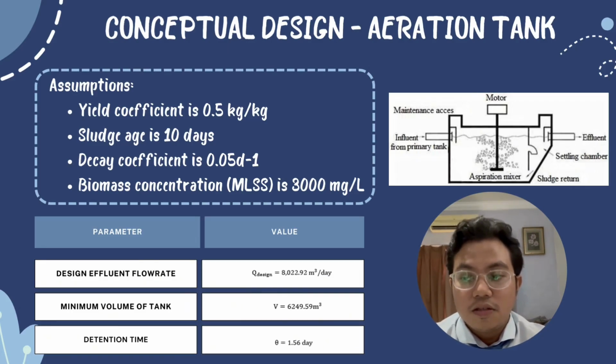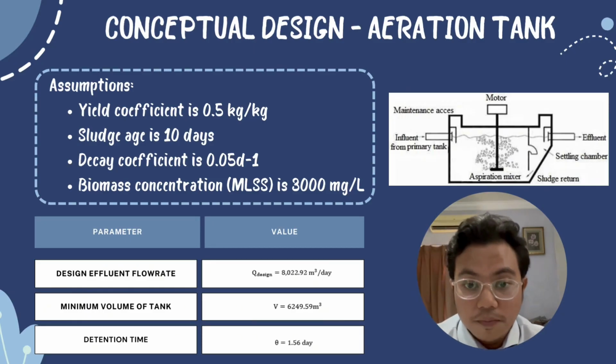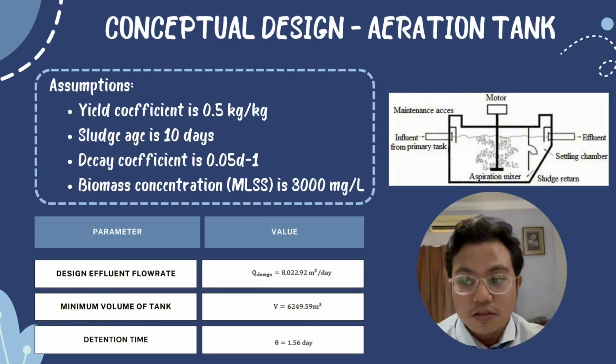First assumption is the yield coefficient is 0.5 kg per kilogram. The second assumption is the sludge age is 10 days. The third assumption is the decay coefficient is 0.05 per day. And the last assumption is biomass concentration, or MLSS, is around 3000 mg per liter.